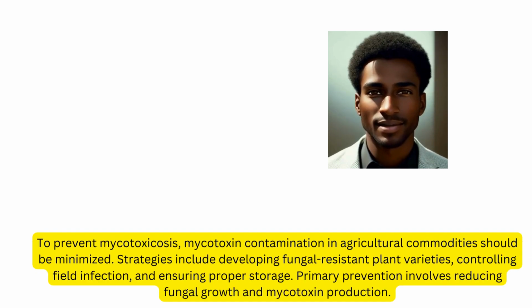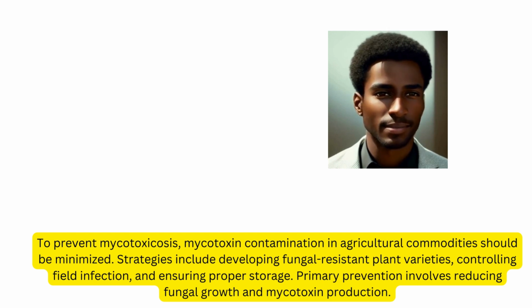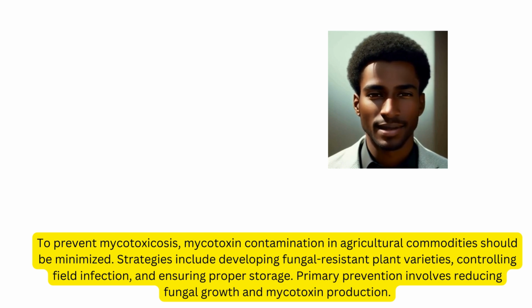Preventing mycotoxicosis, minimizing mycotoxin contamination in agricultural commodities. Mycotoxicosis can be prevented by minimizing mycotoxin contamination in agricultural commodities. Here are 3 strategies that can be implemented. Primary prevention. This involves reducing fungal growth and mycotoxin production by developing fungal-resistant plant varieties, controlling field infection, and ensuring proper storage.